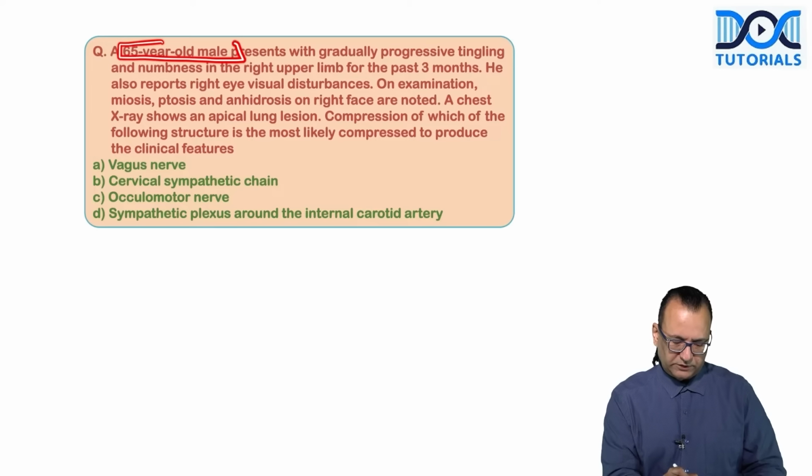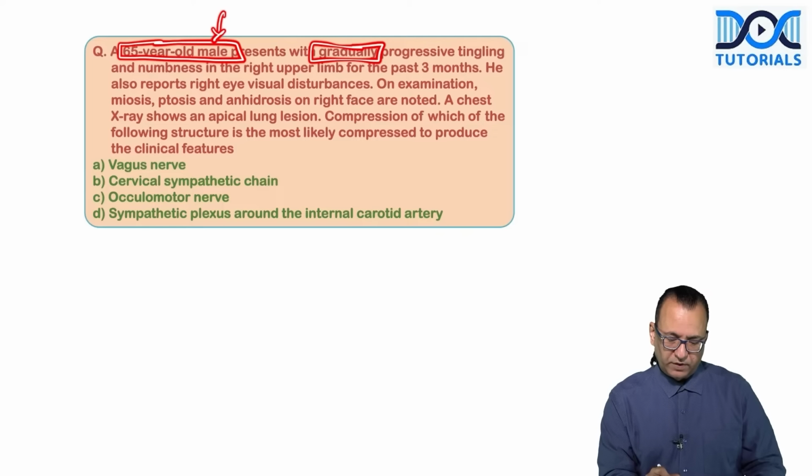A 65-year-old male patient is presenting with a gradually developing tingling sensation and numbness in the right upper limb for the past 3 months.